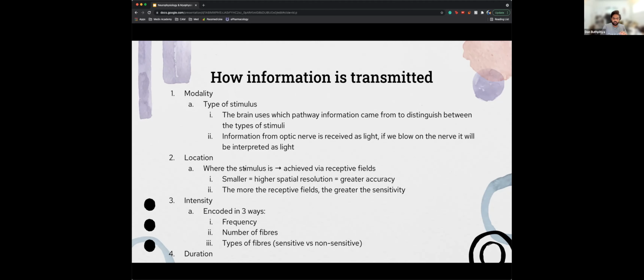Now, with location, so where our stimuli are, we get this from our receptor fields. If we think about things like our fingers, we have a smaller area, and so we have a higher spatial resolution. So we have greater accuracy.